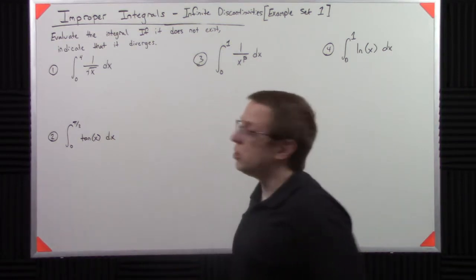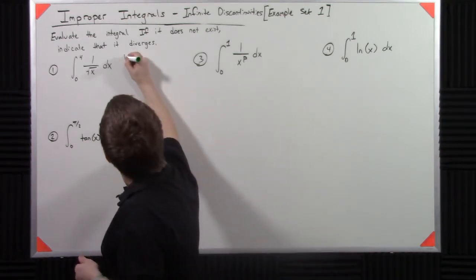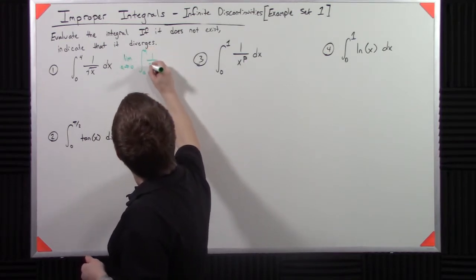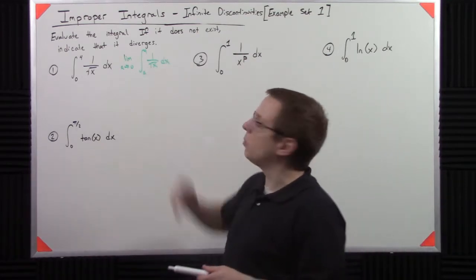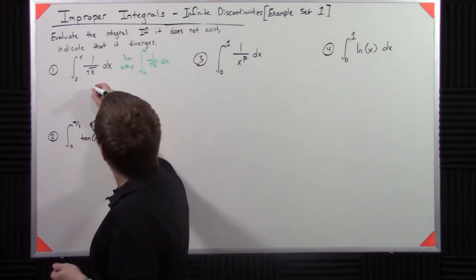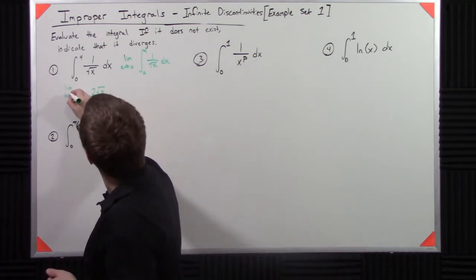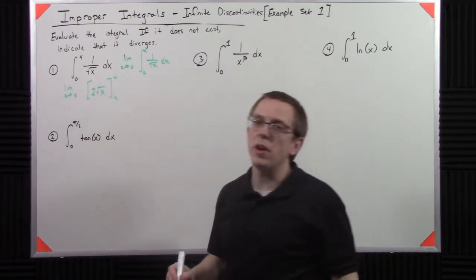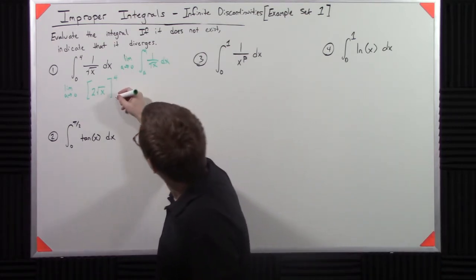So in that particular case, we just set this up as a limit. We say the limit as a approaches 0 of the integral from a to 4 of 1 over square root of x dx. Now, again, hopefully you're pretty comfortable with this integral by now. Maybe you're not, but hopefully you are. 2 square root of x is the antiderivative from, again, a to 4.